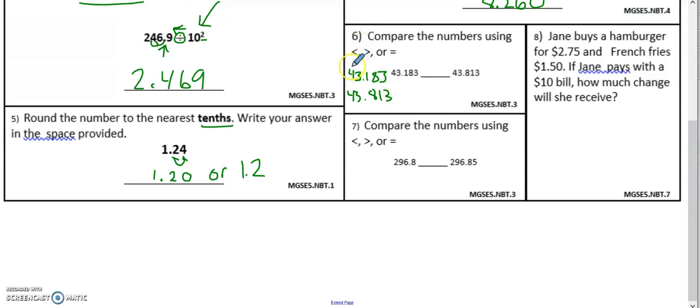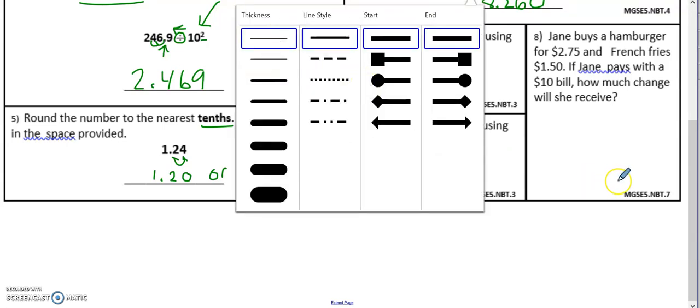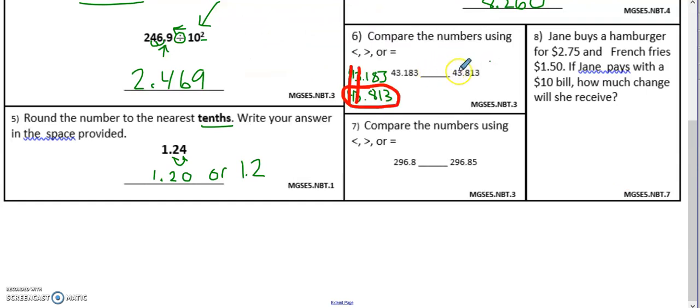So I'm going to compare. Can I compare a 4 and a 4? No, they're the same. Can I compare a 3 and a 3? No, they're the same. Can I compare a 1 and an 8? Yes, 8 is bigger, so I know this must be my bigger number. Oops, what am I doing? There we go. All right, so I'm going to go back here. I'm going to say this is my bigger number, so I'm going to draw my less than sign. 43 and 183 thousandths is less than 43 and 813 thousandths.